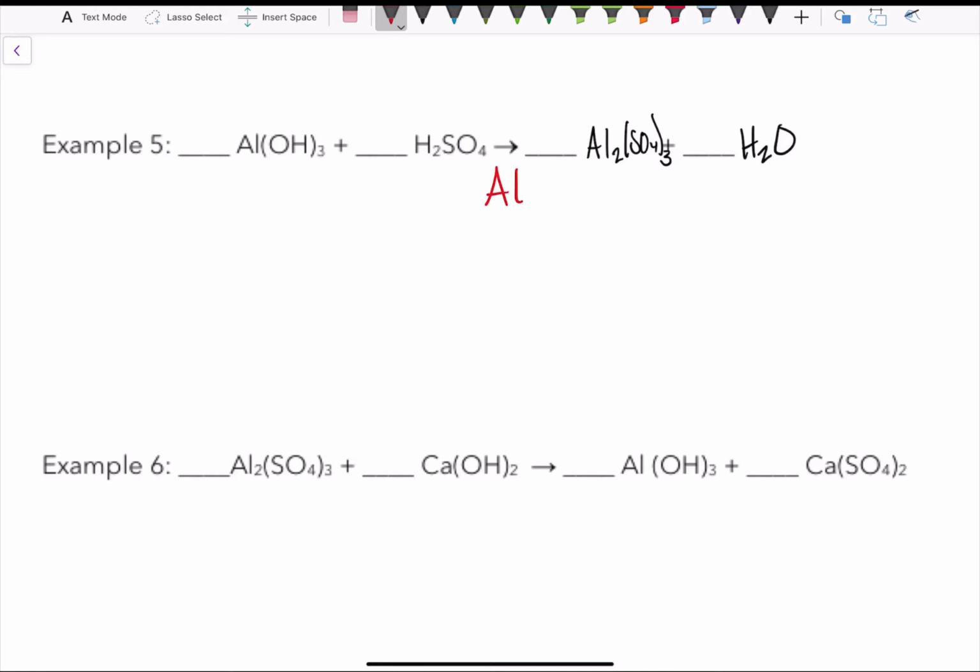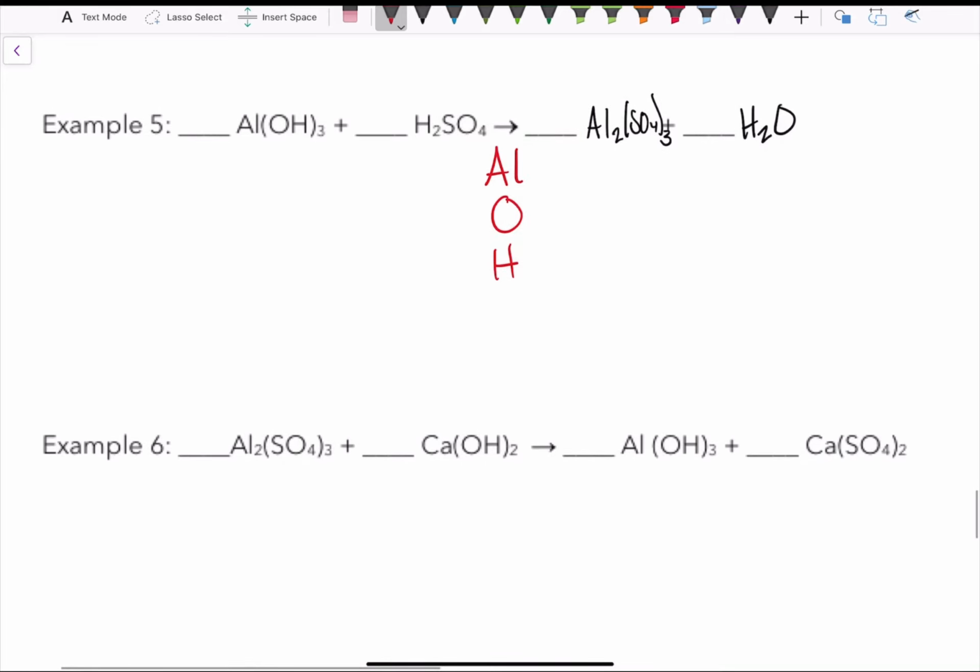So here's what I mean. We have Al, OH splits apart, so we're going to put O and H separate. And then we have SO4. So we're putting the entire polyatomic ion there. And then let's count these out.